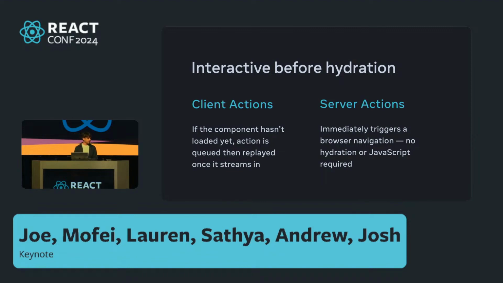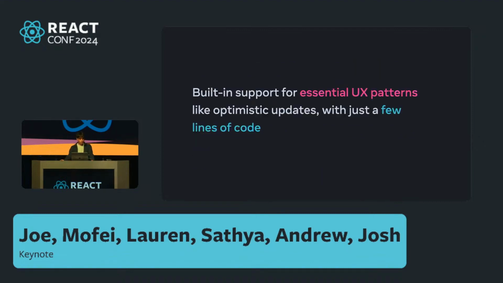Another area where actions really shine is in their handling of asynchronous logic. React actions have built-in support for UX patterns like optimistic UI and error handling. These are essential to building delightful user experiences, but they're notoriously difficult to implement correctly due to their asynchronous nature. Actions make these complex UX patterns super simple by deeply integrating with React features like Suspense and transitions.